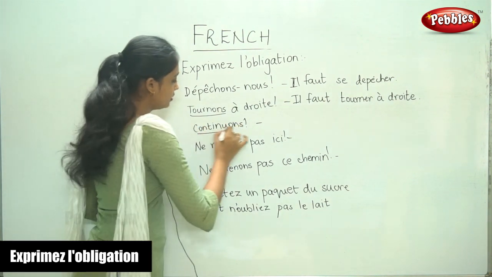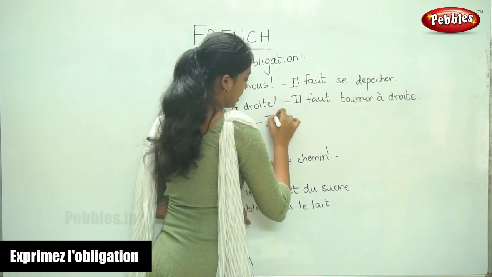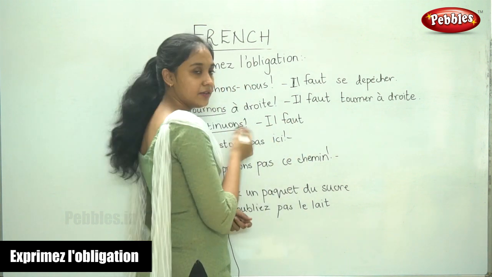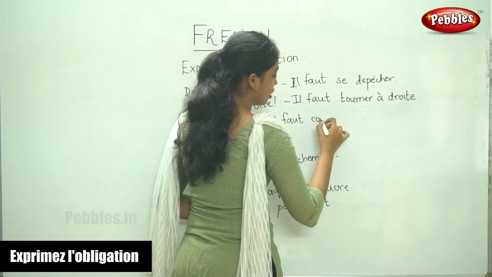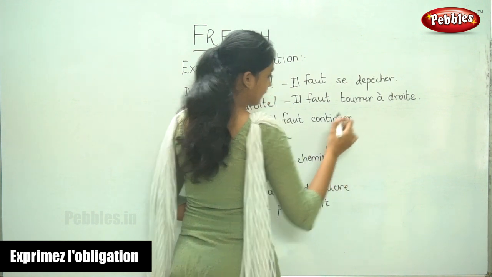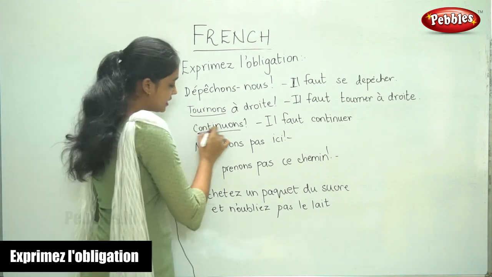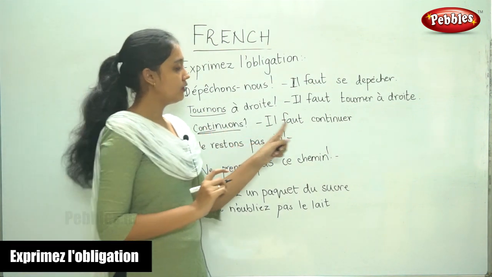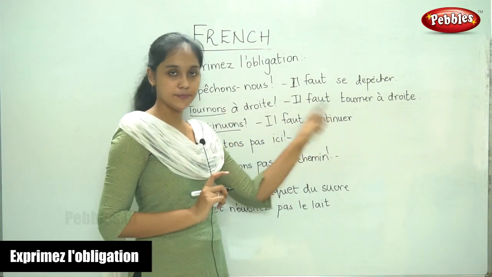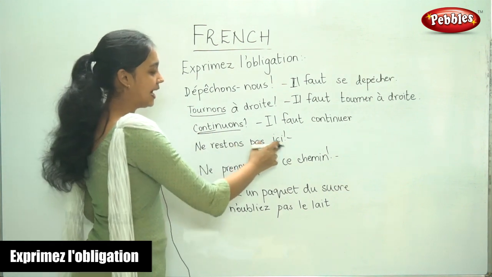Continuons. So this one, the verb is continuons. Il faut. And the infinitive form of the verb is continuer. So, we just take il faut plus the verb in the infinitive form. Now, the next sentence, ne restons pas ici.